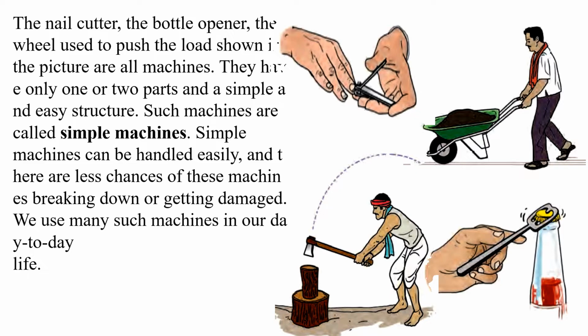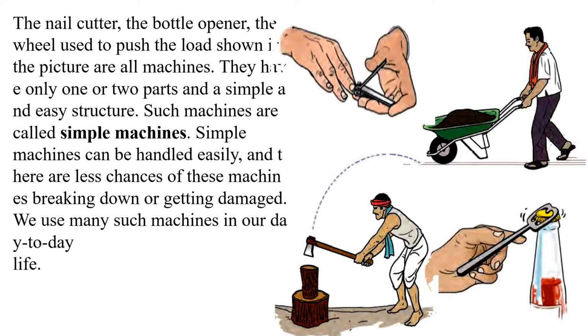These are all machines. They have only one or two parts and a simple and easy structure. You can see it is very simple, right? They do not have so many various parts fixed together. There is only one or two parts which come together and it forms a machine. Such machines are called simple machines. Simple machines can be handled easily, and there are fewer chances of these machines breaking down or getting damaged. We use many such machines in our day-to-day life.